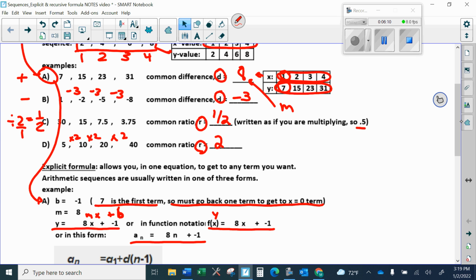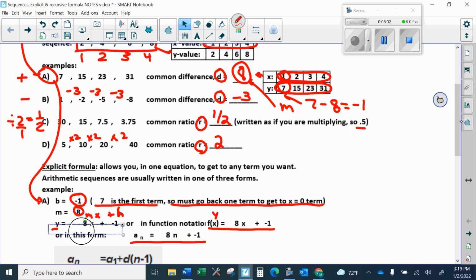So what was the difference? 8 each time. So I started at 7 as the first term, and I go back 8 more to get to the 0 term. 7 minus 8 is -1, which is what you have right here. So the b is -1. Slope is that common difference, 8. So y equals 8x minus 1.